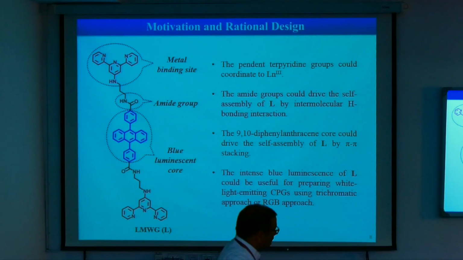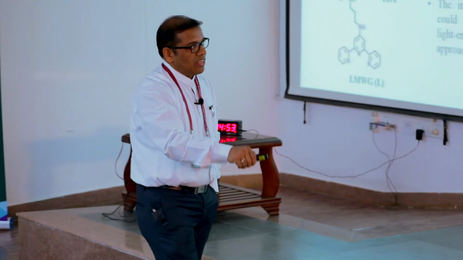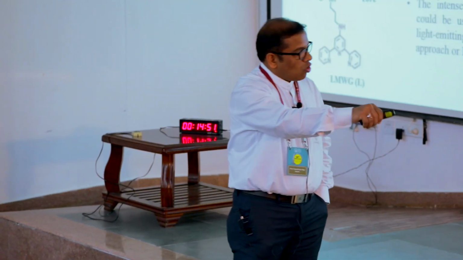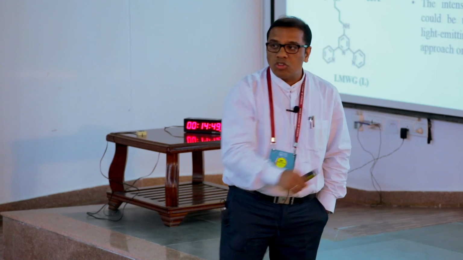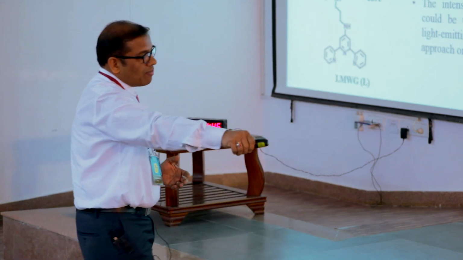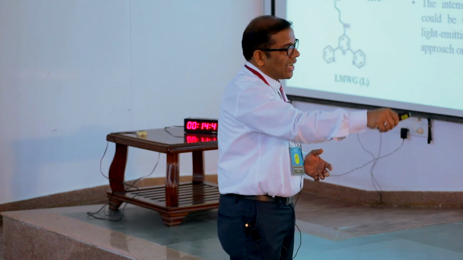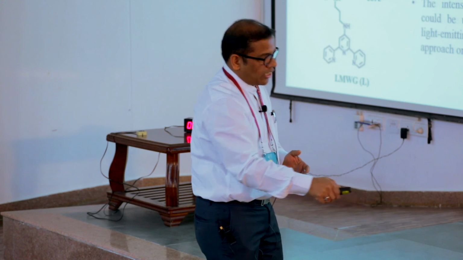So first, let me give just one example of how this works synergistically. If you connect this kind of low molecular gelator with a metal ion, both will take part and you can get some interesting properties. So we have taken the 9,10-diphenyl anthracene core, which is connected by this kind of alkyl amide chain. You have the terpyridine moiety.